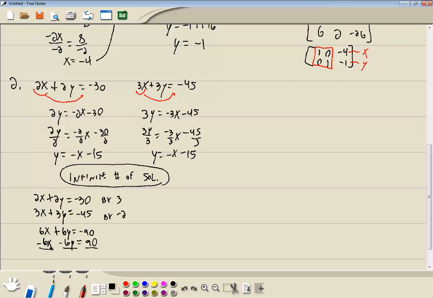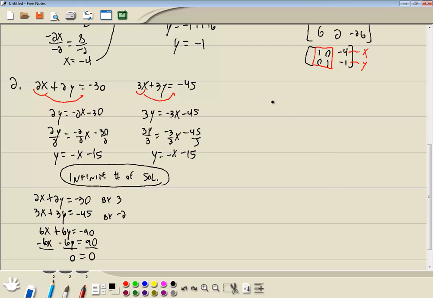6x minus 6x drops away. 6y minus 6y drops away and gives us 0. Negative 90 plus 90 drops away and gives us 0. So we end up with 0 is equal to 0. When your variables disappear and you end up with 0 is equal to 0, that means the same thing. It's an infinite number of solutions. It means it's the same line.